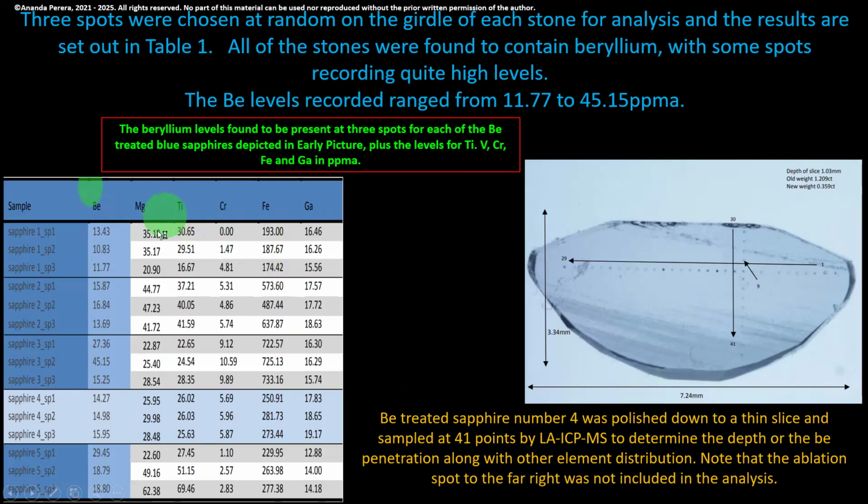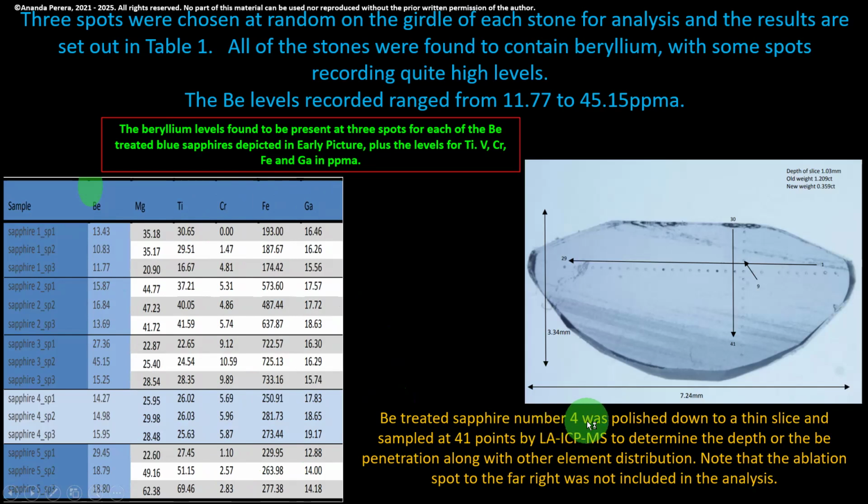Then magnesium is present like this, ppma, parts per million atoms. Titanium ppma mentioned here. Chromium mentioned here. Iron, gallium, all are big amounts. Now we can go through.